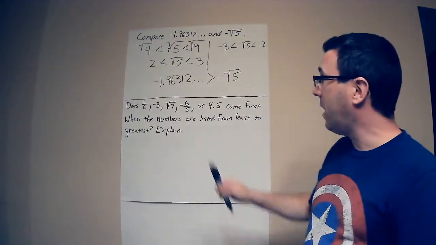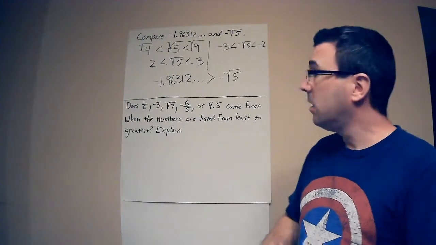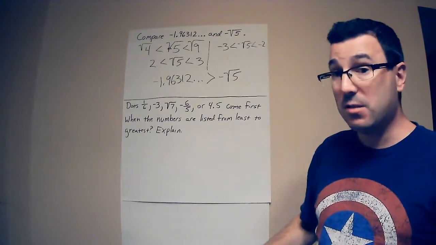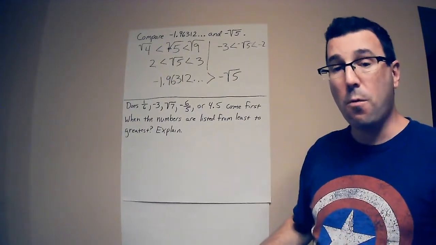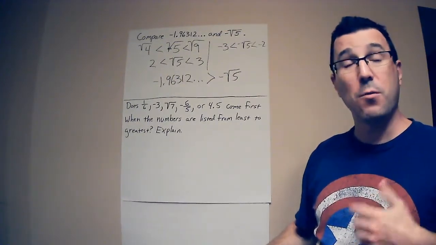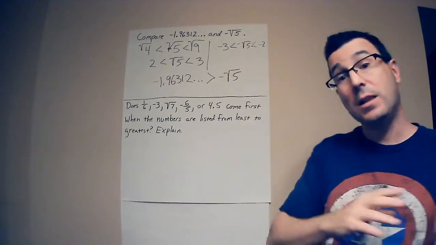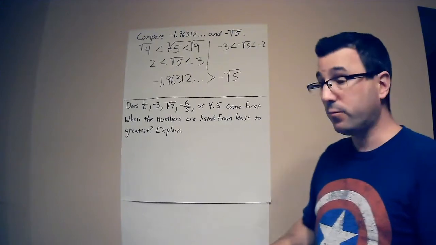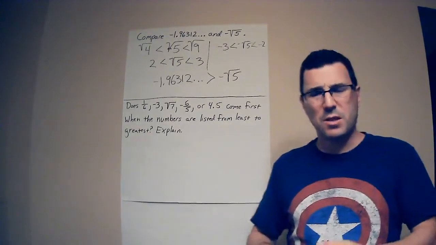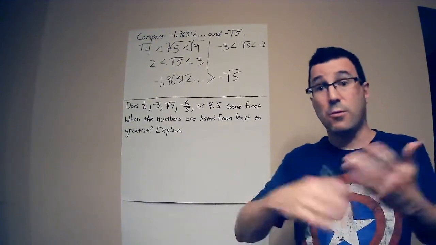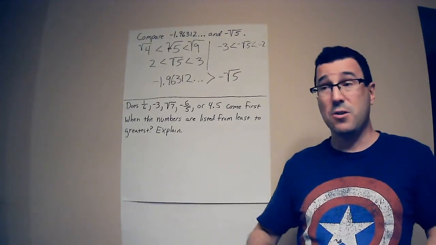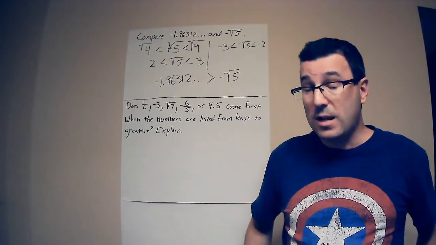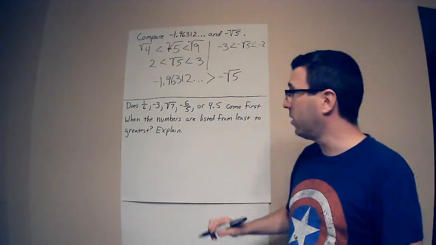Alright, so we have here: does 1 over 6, negative 3, square root of 7, negative 6 over 5, or 4.5 come first when the numbers are listed from least to greatest? And then it says explain. Well, sometimes explain can be, you have to write it out in words, and sometimes explain is just, here's my work, and it explains why I decided to do what I did. So I'm going to show some work.